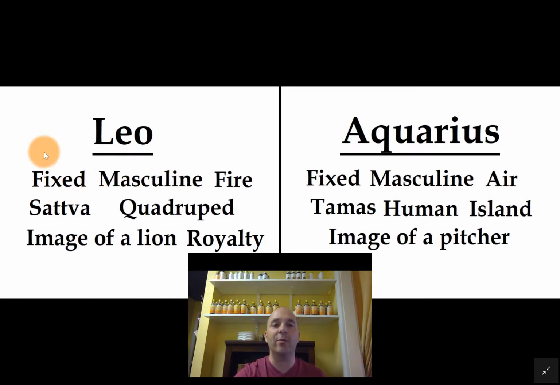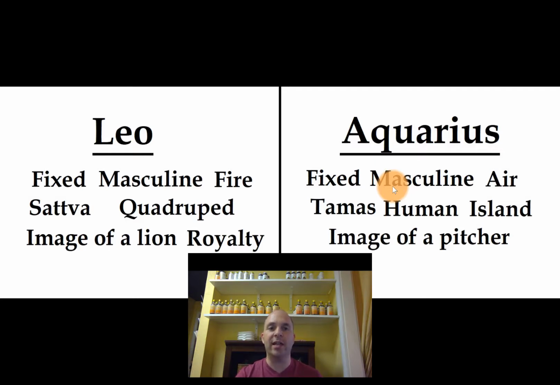So what is this axis all about? Well, the two qualities that Leo and Aquarius share are they're both fixed and masculine. Fixed means steady, consistent, firm, and long-term, basically. And then masculine represents our activities and the things that we want to do in the world to affect our environment. And it's about activity.